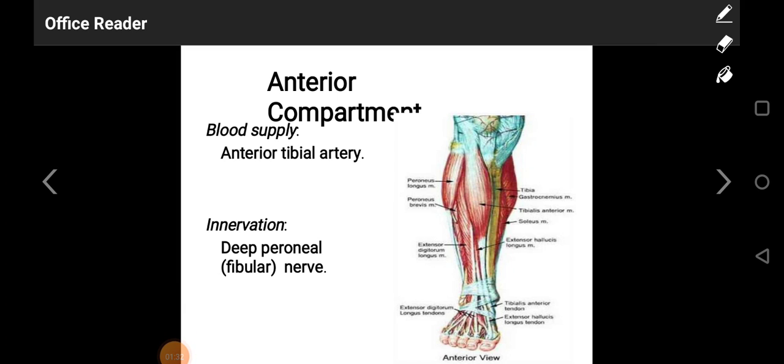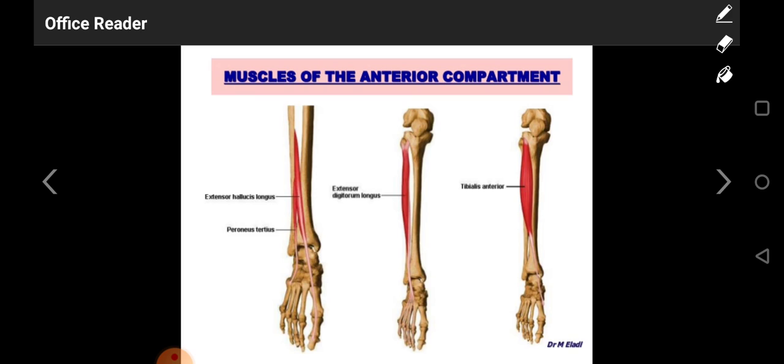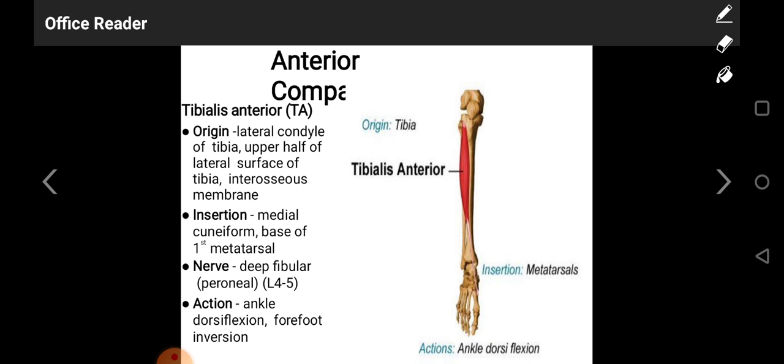The innervation of the anterior compartment is by the deep peroneal nerve, also known as the fibular nerve. The anterior compartment contains the tibialis anterior, extensor hallucis longus, extensor digitorum longus, and fibularis tertius. These muscles are depicted over here, the anterior compartment muscles. So individually we will cover these muscles. First is the tibialis anterior.